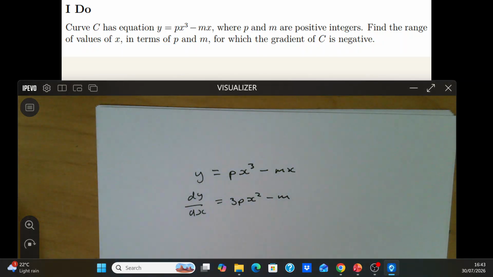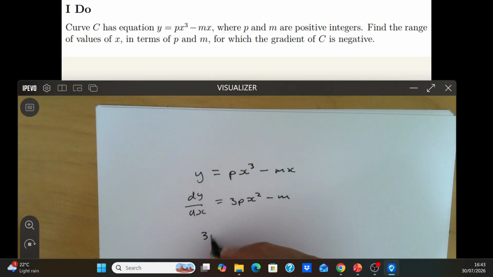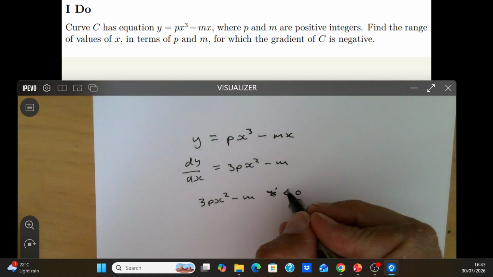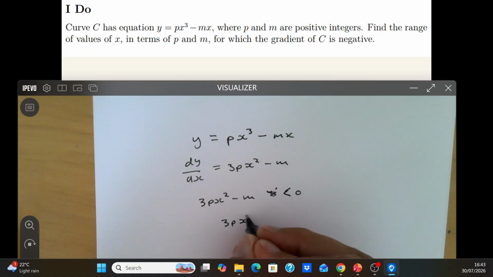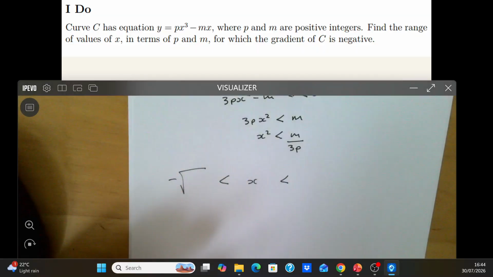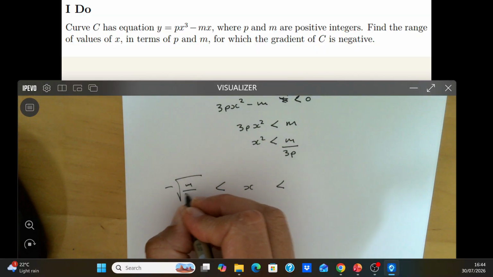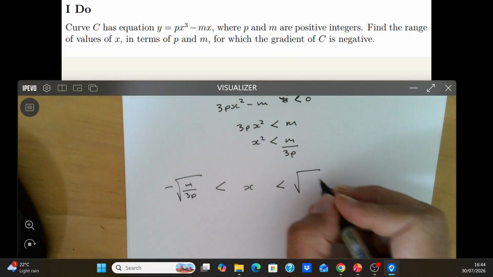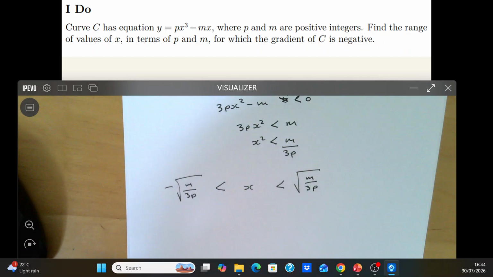If the gradient's to be negative, 3px squared minus m must be less than 0. So you know it must be less than 0. So that must mean 3px squared must be less than m. So x squared must be less than m over 3p. So we can square root this. So x must be bigger than the negative and less than the positive, because square roots have two answers, a negative and a positive. So that is the gradient.